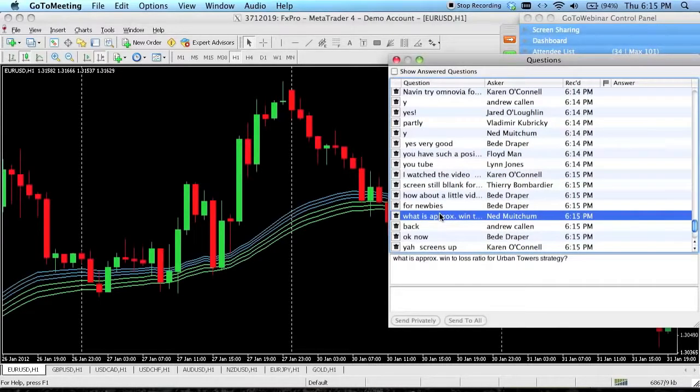What is the approximate win to loss ratio for this strategy? I would say from 10 trades, you should have 7 to 8 winners. And the losers that you have should be small, shouldn't be too big, because your stops would usually be tight.